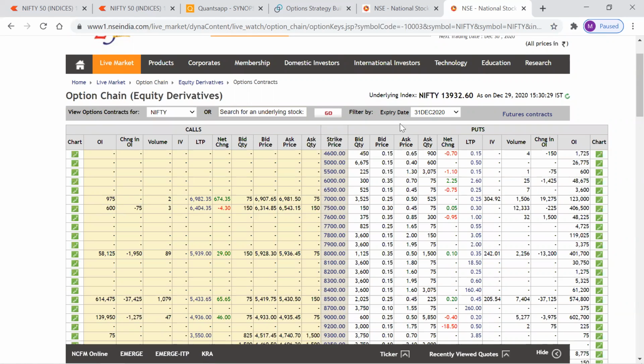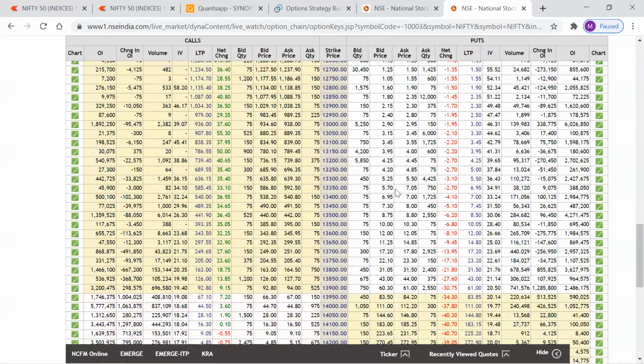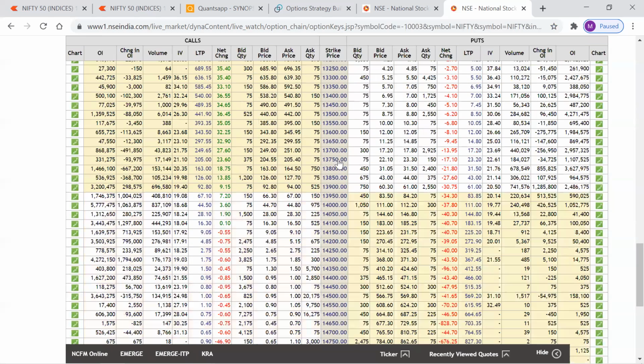I already told you that contracts expire. So let's select the latest expiry, which is 31st of December 2020, the last Thursday of December. On that day, all these option contracts end. There won't be any value for these contracts after 31st of December, because it is the expiration day, and all the strike prices and premiums won't have any value after that.